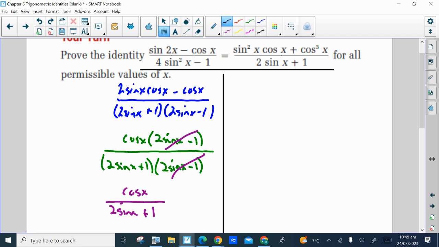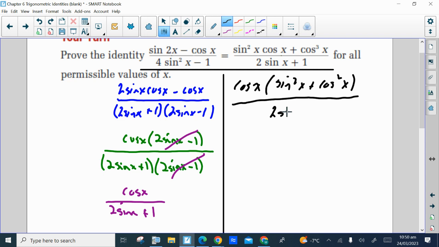So on that right side, as soon as you see that cos cubed x, that should be a hint to you that you're going to have to factor. None of our identities involve cosine cubed or anything cubed. But there is a common factor of cosine x on top that if we take out, you're going to be left with sine squared x plus cos squared x. And our denominator is 2 sine x plus 1, which is what the denominator is on the left side. So that's good.